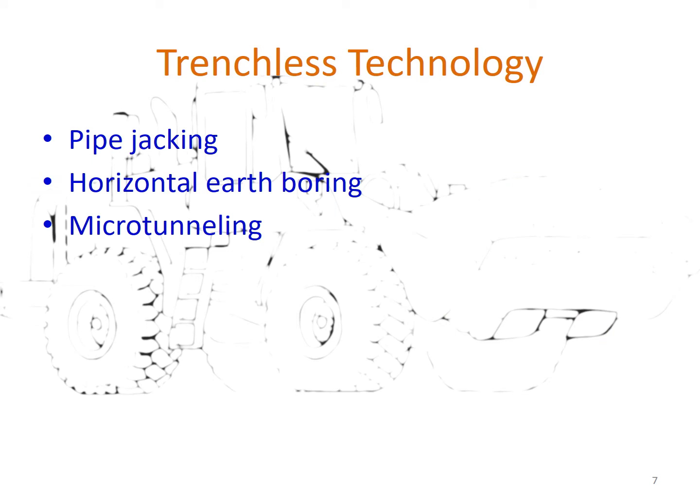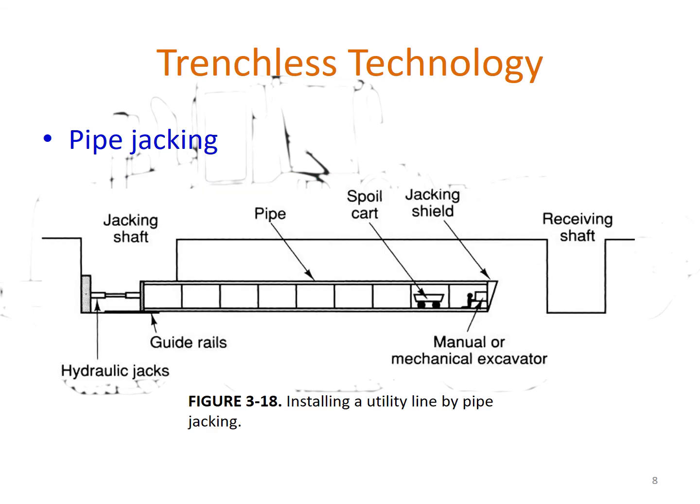The technology is trenchless technology, and basically it can be classified into three methods: pipe jacking, horizontal earth boring, and micro tunneling. I'm going to present each of them in the next slides. For pipe jacking, as you can see here, this is the road on top. The cars keep going. If you drive it, you may not know it, but you have passed over it. Workers still work underneath the road.